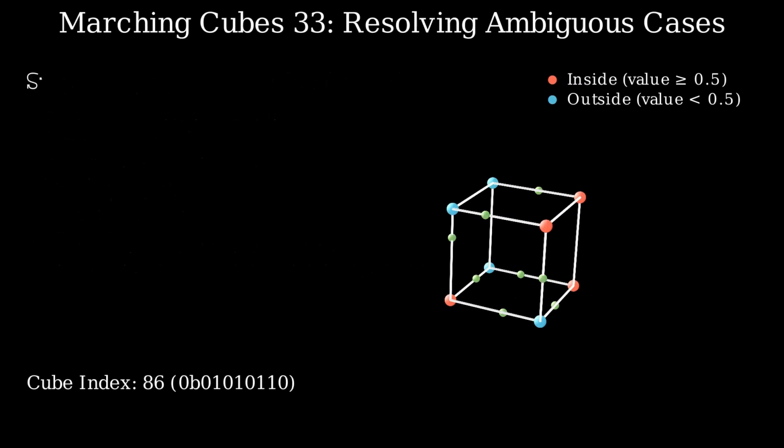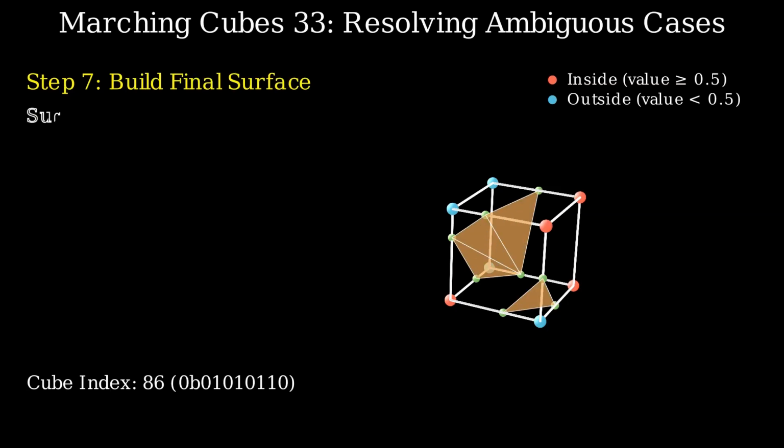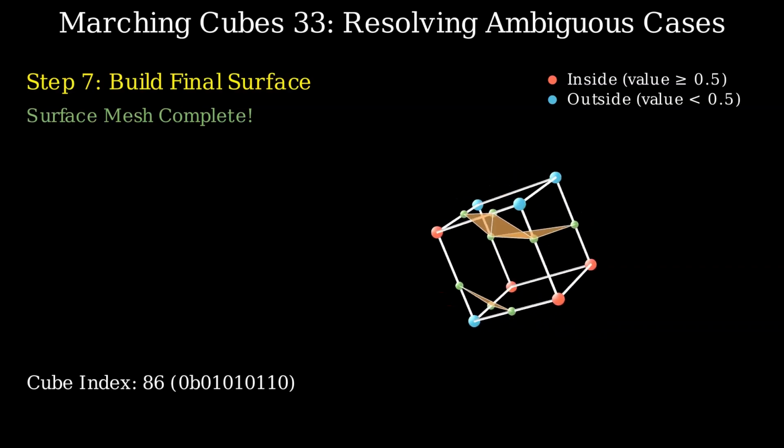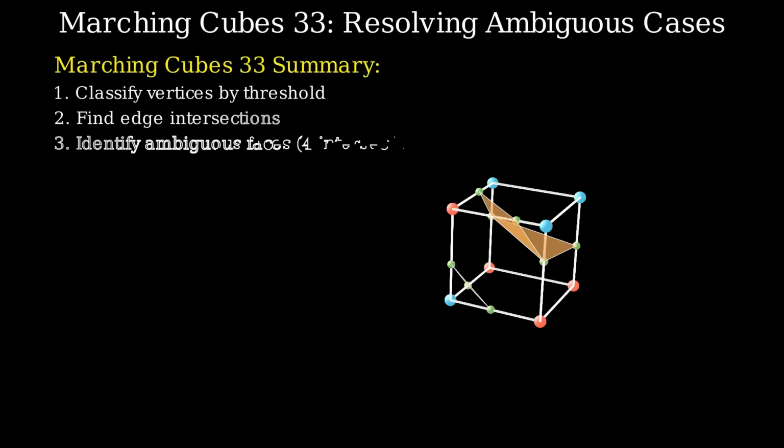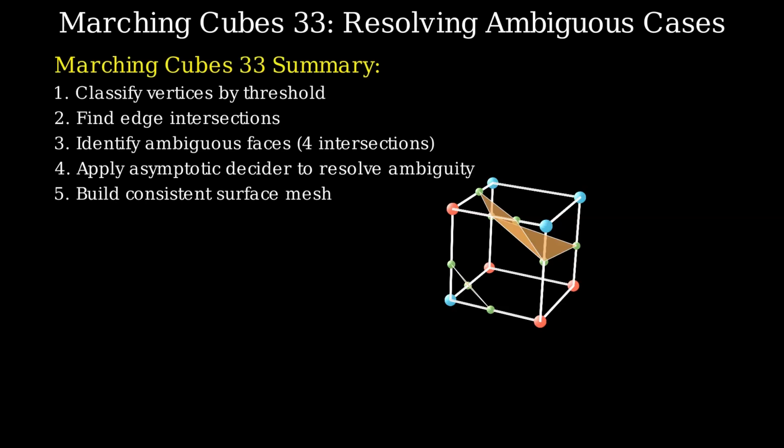Now we join the edges to make faces according to the original Marching Cubes algorithm, and our cube is completed. This algorithm runs over every single cube in our grid to create one large mesh that is guaranteed to be topologically correct and watertight.